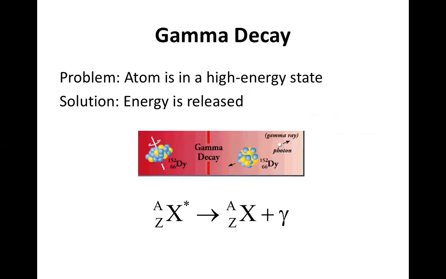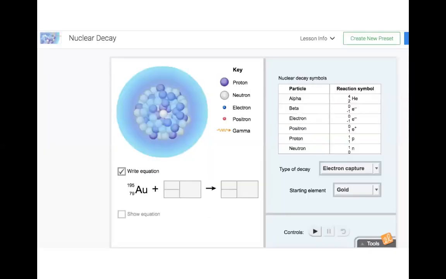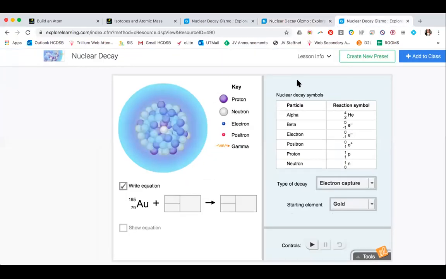Okay, for gamma decay, oh, I was going to show you this, the gold. So electron capture, I'm going to turn that on, and let's do gold. Let's write the equation, take a look at the legend, press play. So an electron comes into the nucleus, and the electron and the purple proton turned into a gray neutron. So that's what happened there.